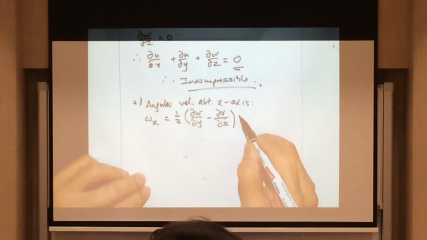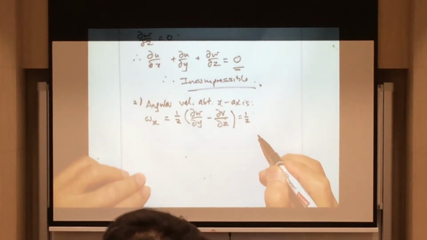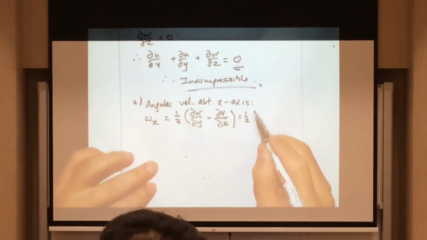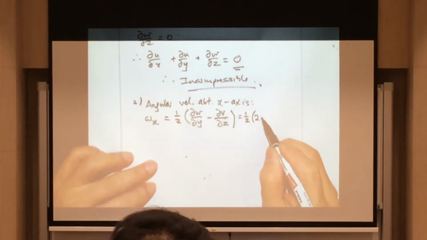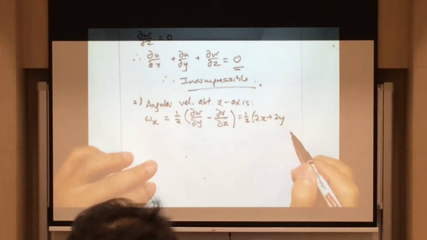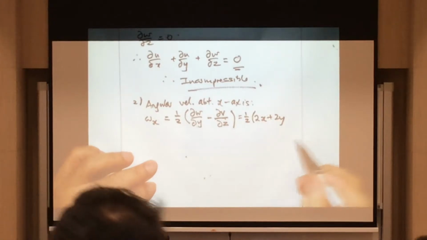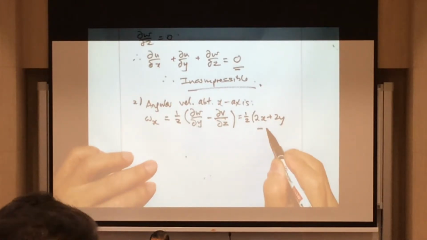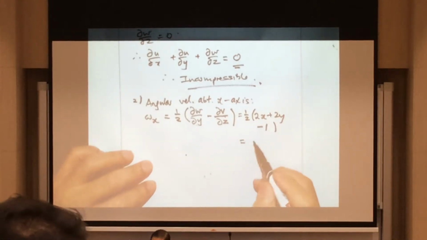And of course, if you use the expressions given to us in the question, what's del w del y minus del v del z? Del w del y is 2x plus 2y. And del v del z is 1, and it's a minus in front. So we know that this is not equal to 0.